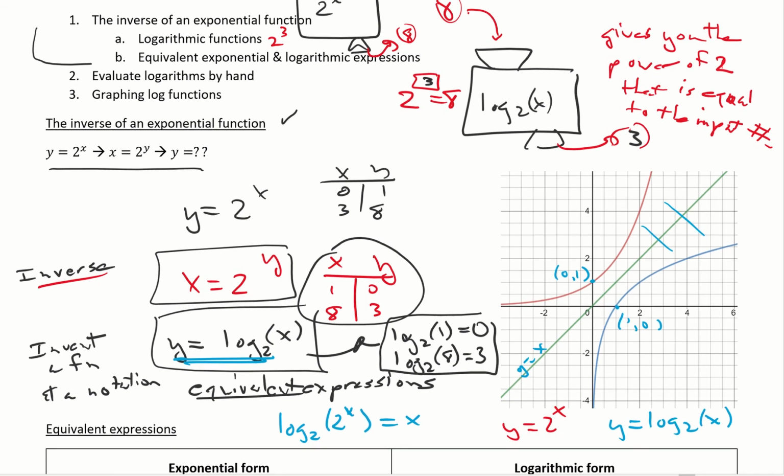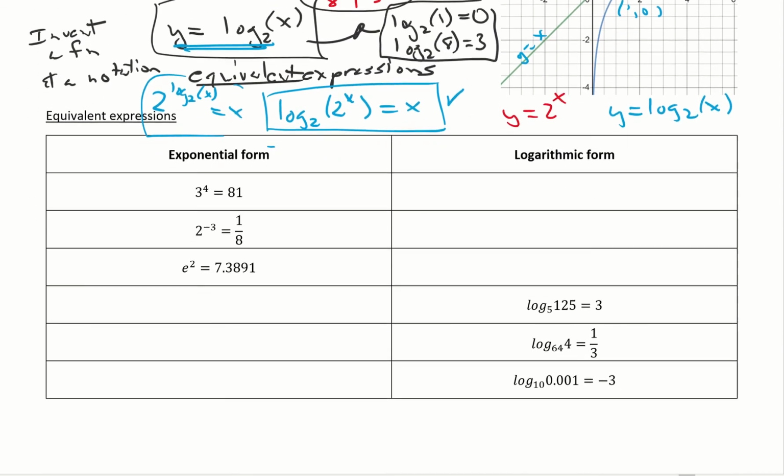If I go the other way, and we don't see this too often, but we see it in other classes, 2 to the log base 2 of x is also equal to x. Now that freaks us out. This one right here is helpful though for our class. If ever you see a power and a logarithm with the same base, they cancel each other out, like the square and the square root cancel each other out. More on that later.